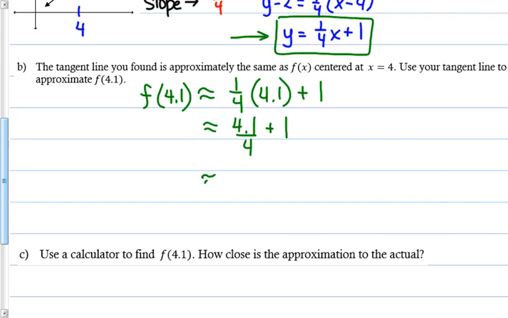Again, I said no calculator, right? Basically, 4.1 is a feasible number to do in your head. 4 goes into 4 one time, and then 4 goes into 0.1, 0.25 times, right? So, oops, I meant to write 1. So 1.25 plus 1. And so f of 4.1 is approximately 2.25.